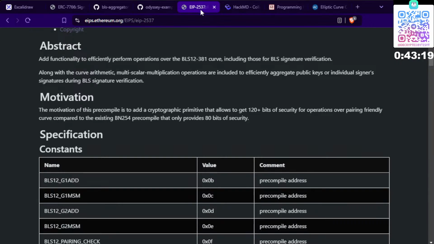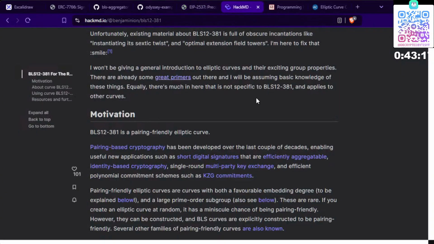Okay, let's go over this. I won't be giving a general introduction to elliptical curves and their exciting group properties. There are already some great primers out there, and I will assume basic knowledge of these things. There is much in here that is not specific to BLS 12381 and applies to other curves.